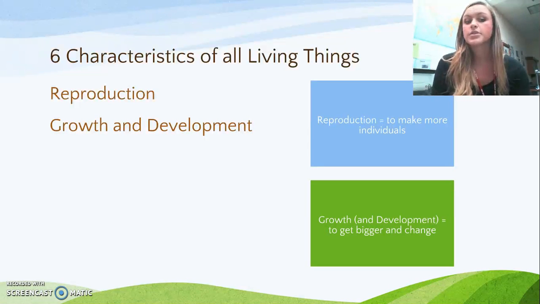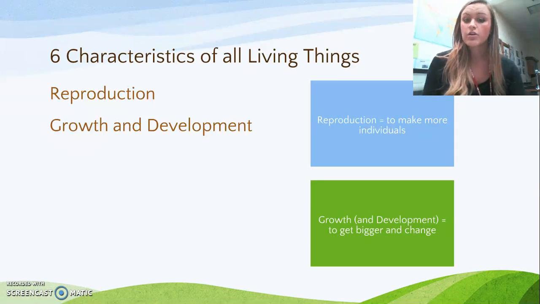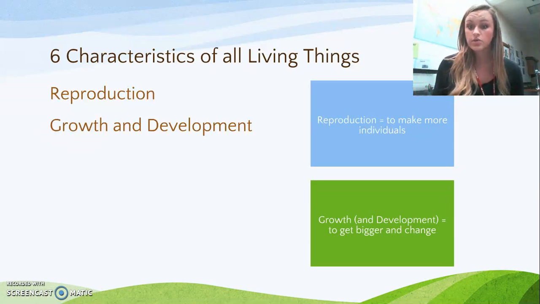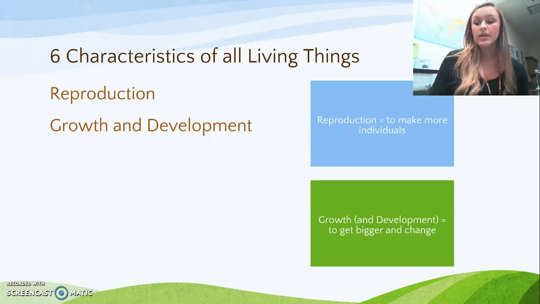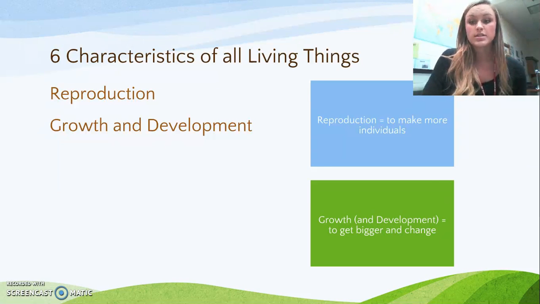We've also got the characteristics of reproduction and growth and development. So reproduction is just to make more of a certain individual, and growth and development is to get bigger and change. You didn't start out the same size as you are now. So we start as babies, we get bigger, we get bigger, we get bigger, leading up to the reproduction time where we go to make more individuals.